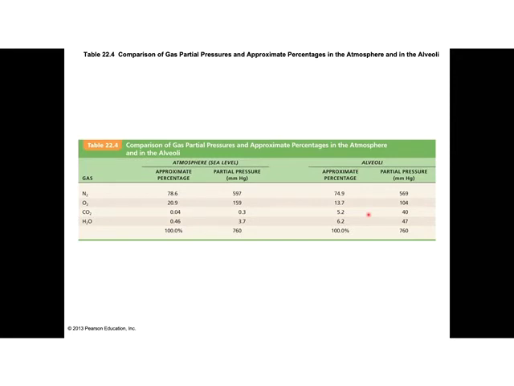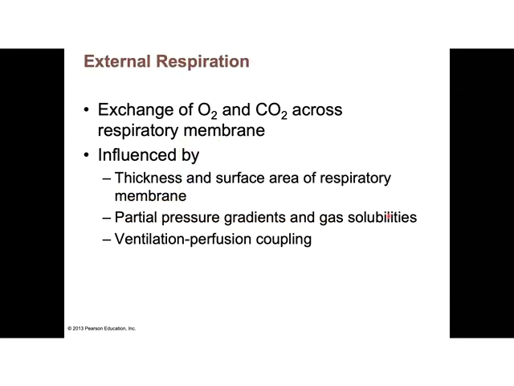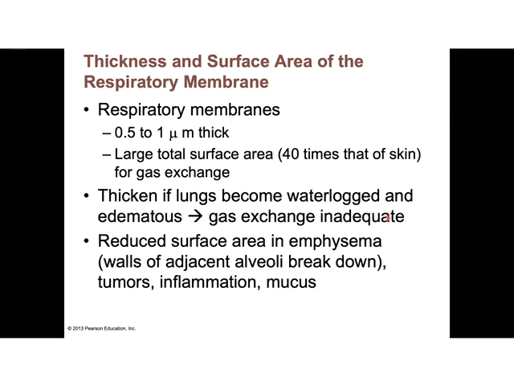And the main thing to remember in the alveoli is that we're going to jack up the amount of CO2 that's in there and the amount of water, okay? And that is reflected here in the partial pressures, okay? External respiration is going to be influenced by the thickness and the surface area of the membrane and the partial pressure gradients and the gas solubilities, and also what we talked about earlier, which is this ventilation perfusion coupling. We talked about the fact that the respiratory membrane is less than a micron thick generally, and the huge surface area allows effective gas exchange.